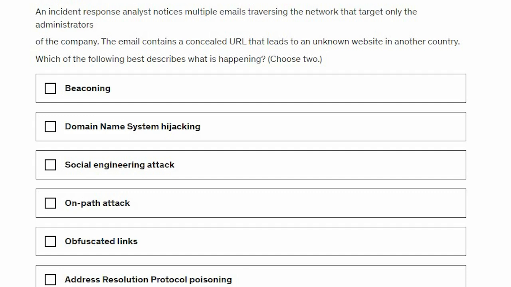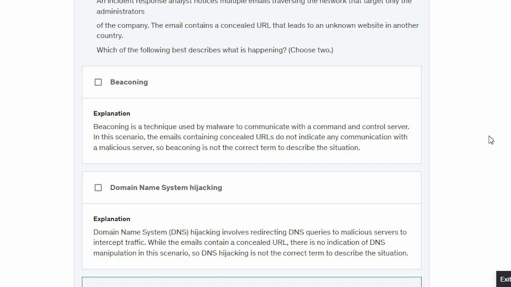The correct answer is C, social engineering attack, and E, obfuscated link. Social engineering and obfuscated link are the correct answers for this scenario. Question number 3. Answer explanation.